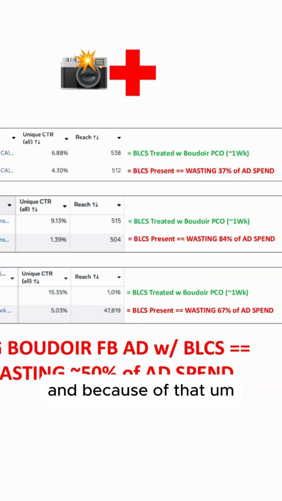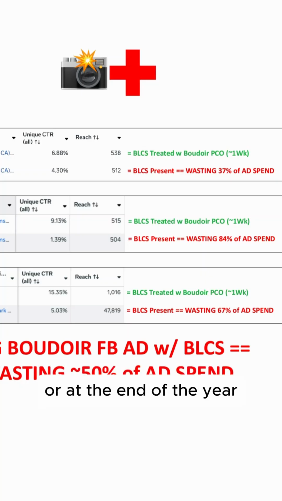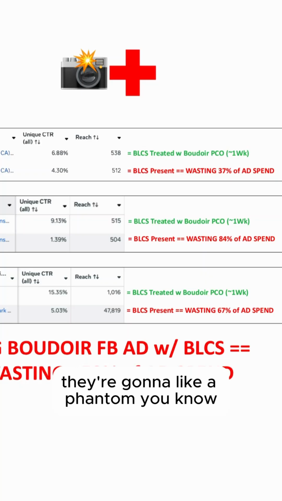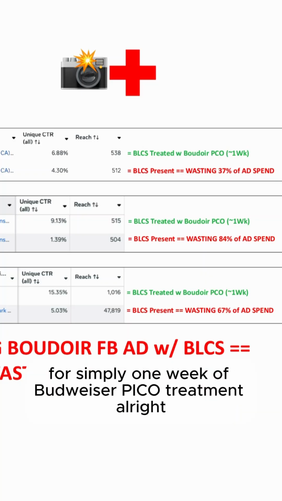And because of that, they get a kind of phantom bonus every month, or at the end of 12 months, they're getting like a phantom $40,000 bonus. But it was simply 1 week of Boudoir Pico treatment.